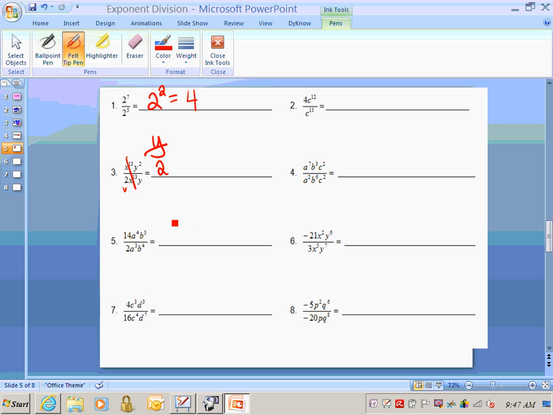14 over 2, are they coefficients or bases? Coefficients. Does 14 over 2 reduce? To what? 7 over 1, right? How many a's cancel? 3. Do I have any left on the top or bottom? How many? 1. B's? 4. 4 cancel. Where do they go? 5. How many? 1. So this is really 7ab.